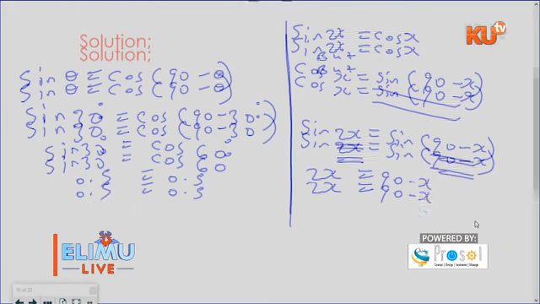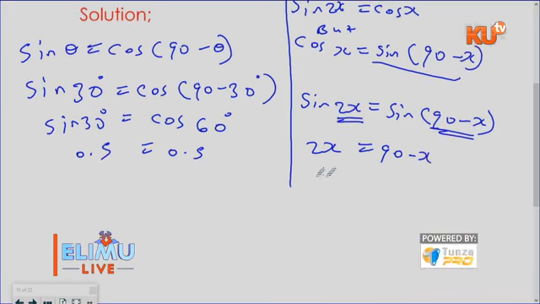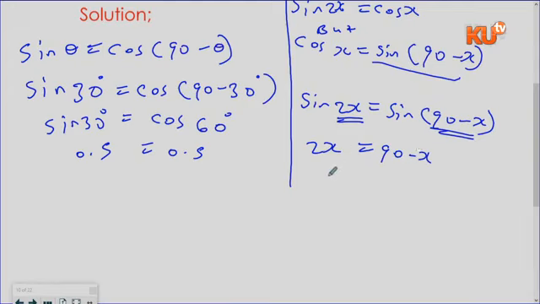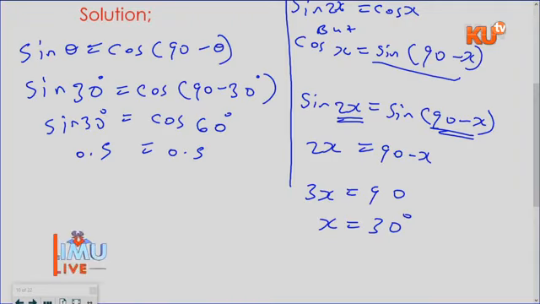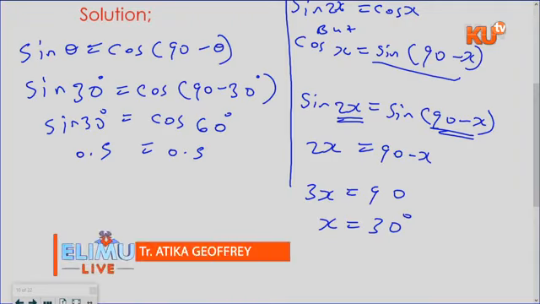Then from there, you can find the value of x. Shift this x to be on the left hand side. This is negative. When it goes on the left hand side, the sign will change from negative to positive. So I'll have 2x plus x, which will give me 3x is equal to 90. Divide both sides by 3, x alone is equal to 30 degrees. So we have our first value of x, which is equal to 30 degrees.